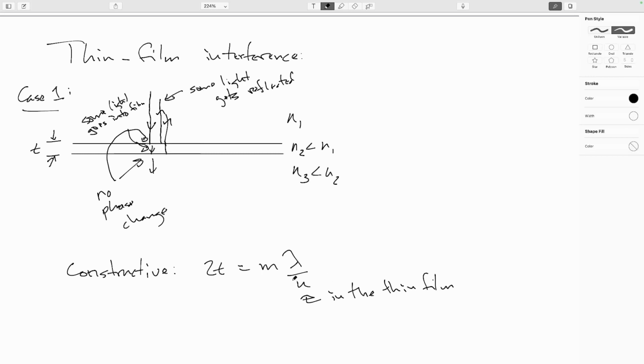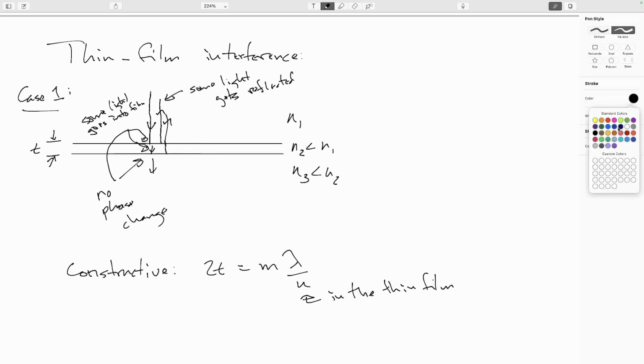So remember, the wavelength in a material will be the wavelength in vacuum, or basically air, divided by the index of whatever you're traveling through, in this case, the thin film. So because light is traveling slower, the wavelengths would be shorter in the film than they were here. That's something we have to account for if we're going to come back and have crest meets crest or trough meets trough.